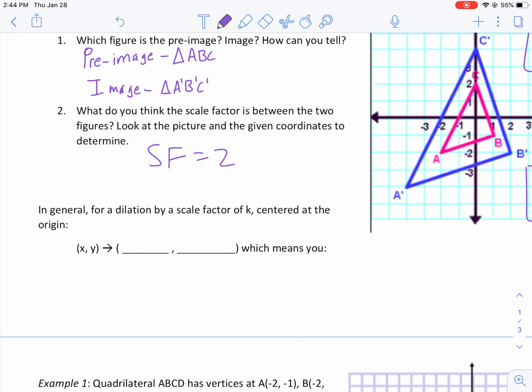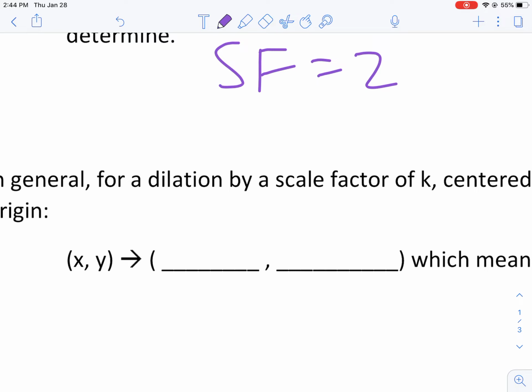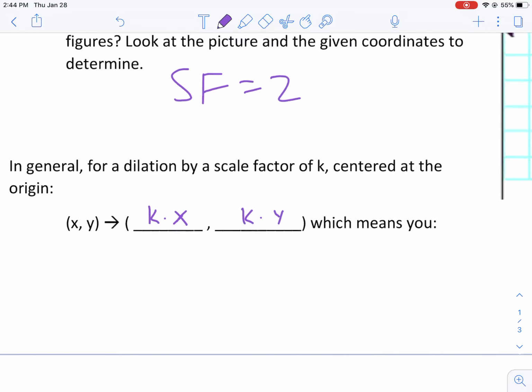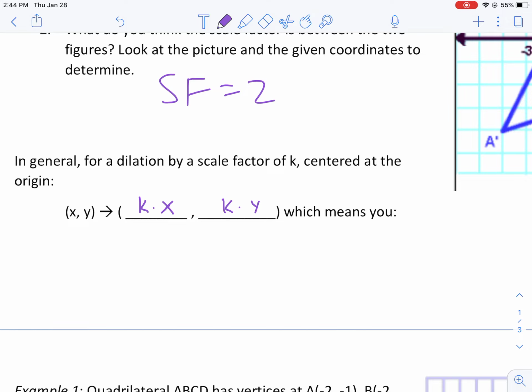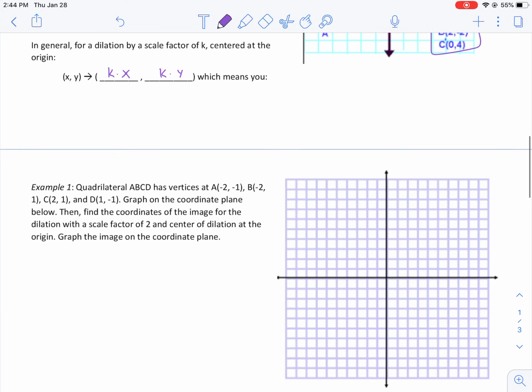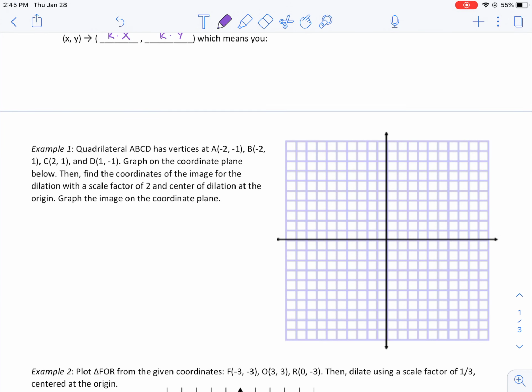So in general, for a dilation with a scale factor of K, all you do is multiply each coordinate by K. So x, y, the point, would turn into k times x and k times y. So dilations, I think, are really easy to do. You're just multiplying the coordinates by a number, okay? So we're going to look at an example here.